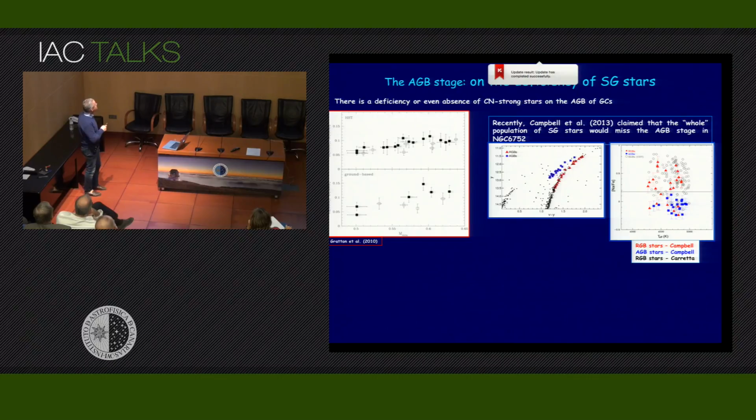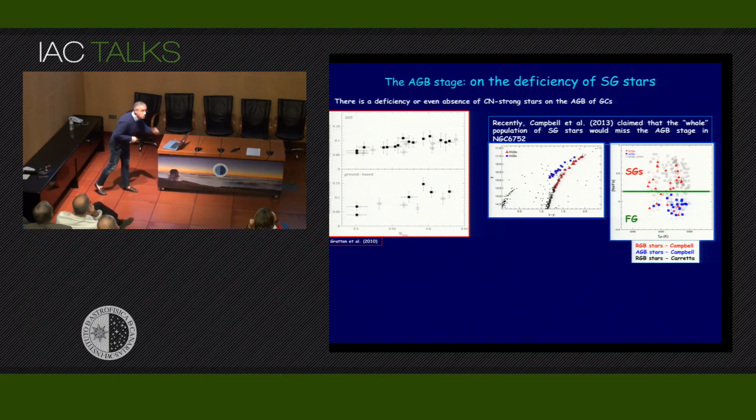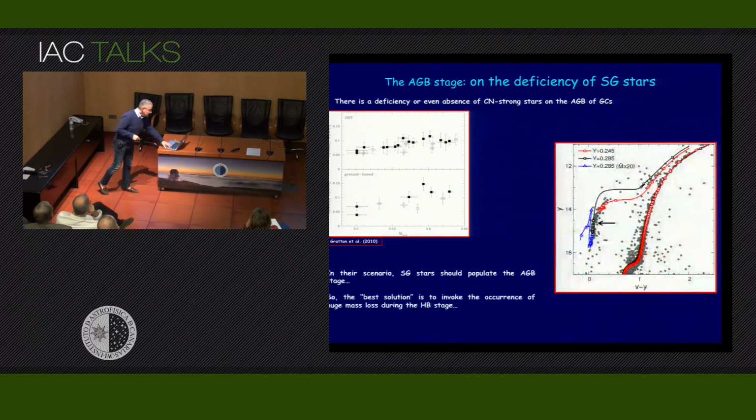And they studied the distribution of sodium over iron as a function of the effective temperature. The open dots are red giant branch stars, and the red points are red giant branch stars measured by Campbell, and the blue points are measurements made by Campbell of AGB stars. And they say, oh, all AGB stars are below this line that they suggest is the separation between second-generation stars and first-generation stars. So they claim, okay, all the AGB stars in this cluster are first-generation stars. There is no possibility to observe second-generation AGB stars.